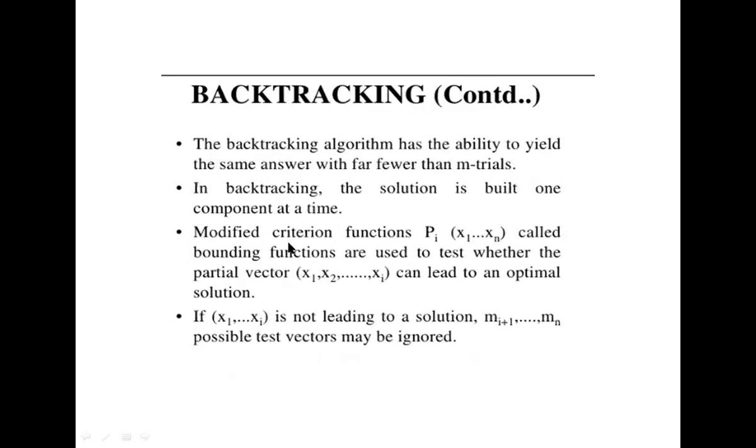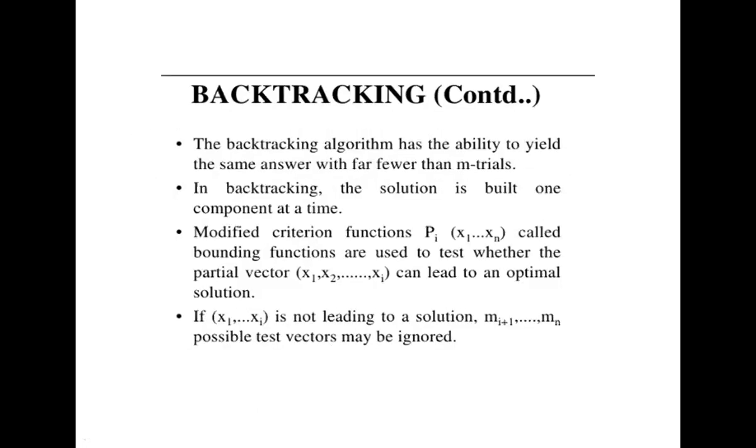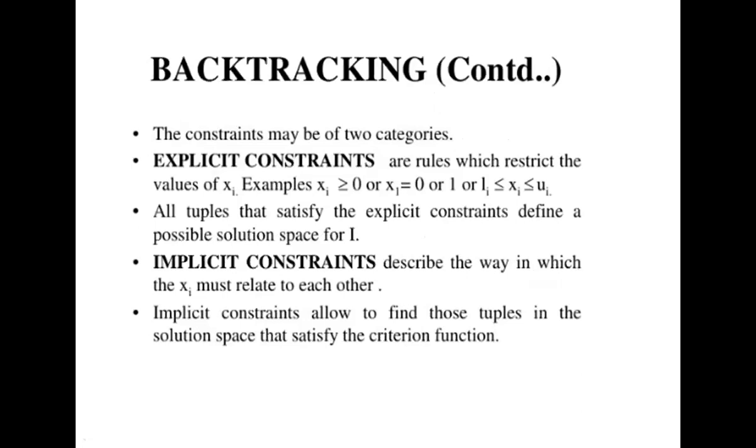So here the modified criteria function Pi is called a bounding function. What does bounding function mean? If there is any constraint and the given function exceeds that constraint, we call it a bounding function. Just see the two categories of constraints: explicit constraints and implicit constraints.